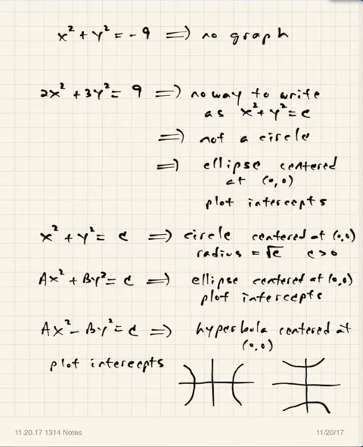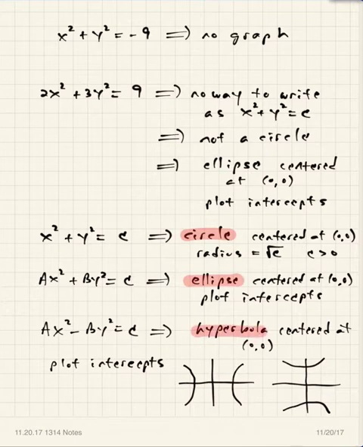And you could make a very vague, rough sketch of this to have some idea of what's going on. All right, so what do we have here? We have equations where you have only one squared term as a parabola, and then if you have two squared terms, you either are going to get a circle centered at 0, 0, an ellipse centered at 0, 0, or a hyperbola centered at 0, 0.